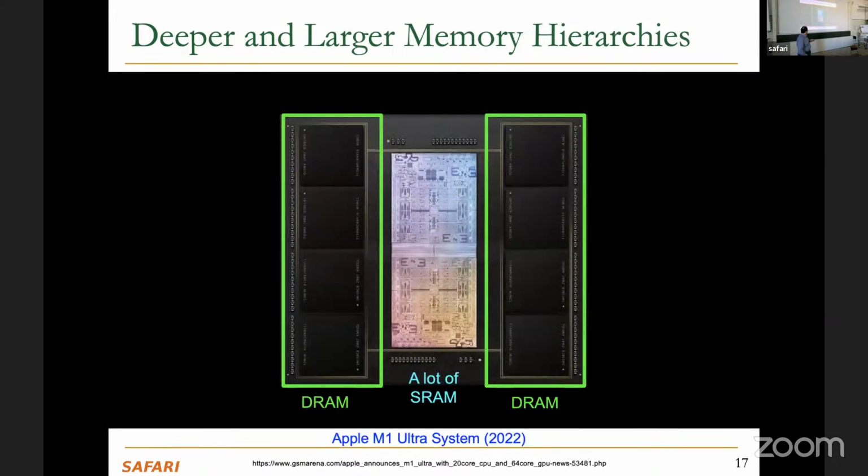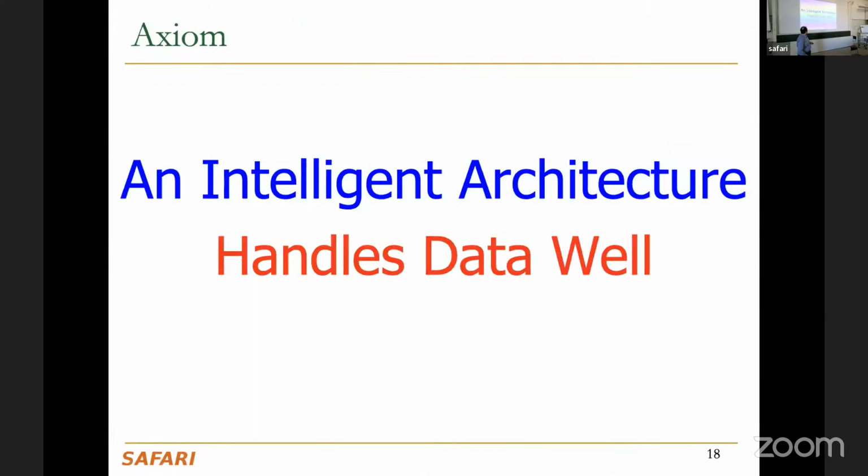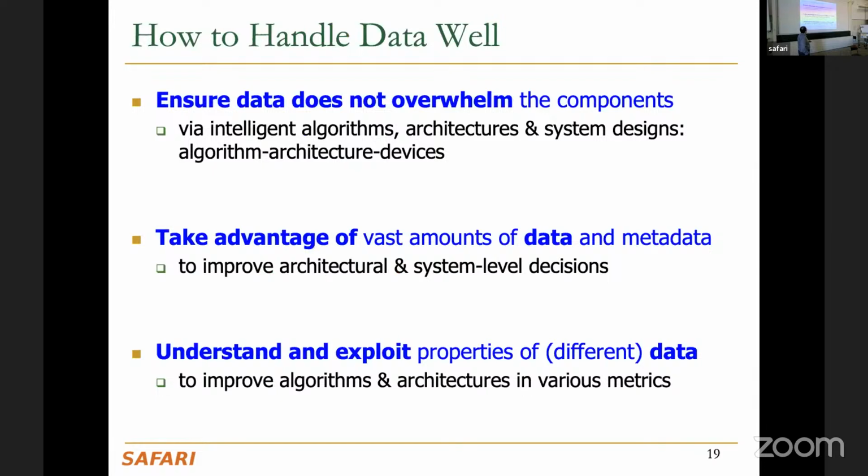This is also the Apple M1 in 2022, where you can see a lot of area devoted to DRAM and storage in these architectures. So we really need to look into intelligent architectures to handle data well. And how do we handle data well? We need to ensure three important aspects. One is that data does not overwhelm the components. This needs new algorithm design, new architecture and system design, like hardware-software co-design, and also algorithm-architecture-device co-design.